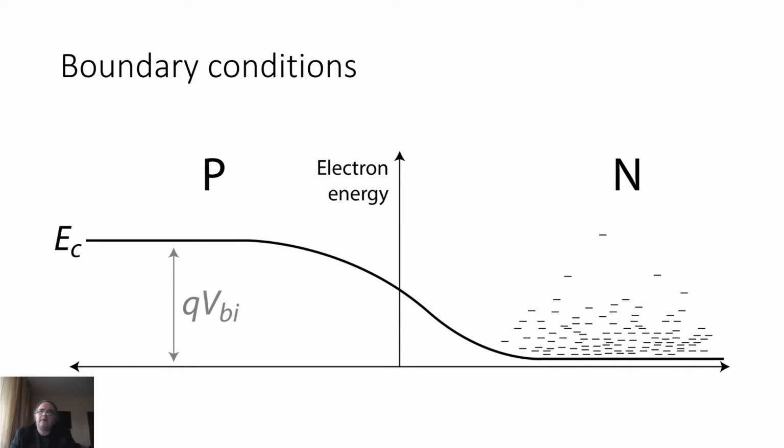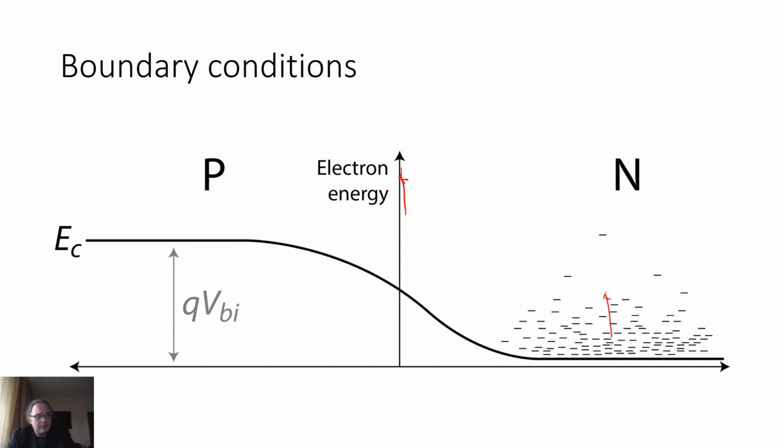Okay, so now let's review the boundary conditions. This is the upper side of the band diagram. We have the P region and the N region, and the majority carriers in the N region are electrons. So we have a lot of free moving electrons with energy above the conduction band. But if we plot these energies of the electron concentrations in this axis, what we see is that the concentration of electrons with higher energies decreases exponentially. So we have a lot of electrons here, but if we look at higher energy levels, the concentration of electrons decreases.